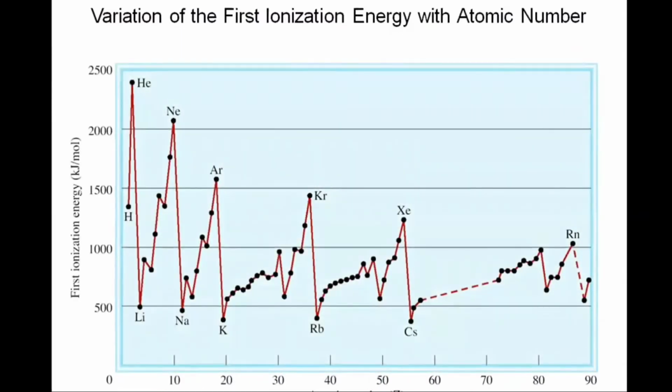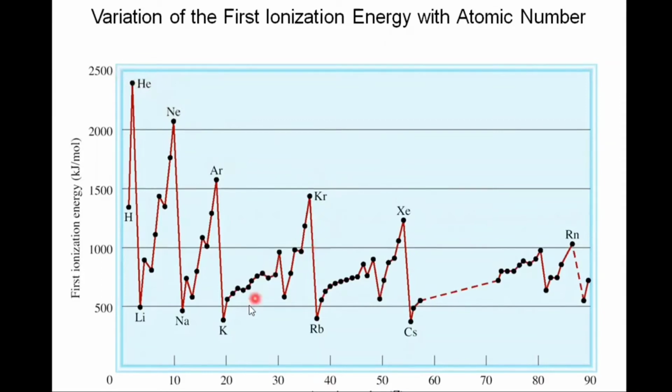When you see the general trend between the ionization energy and the atomic number, you can say that the noble gases, helium, neon, argon, krypton, xenon, show exceptional behavior. Their ionization energy value is higher than the other elements. These black dots represent those elements. These show exceptional behavior. Why?